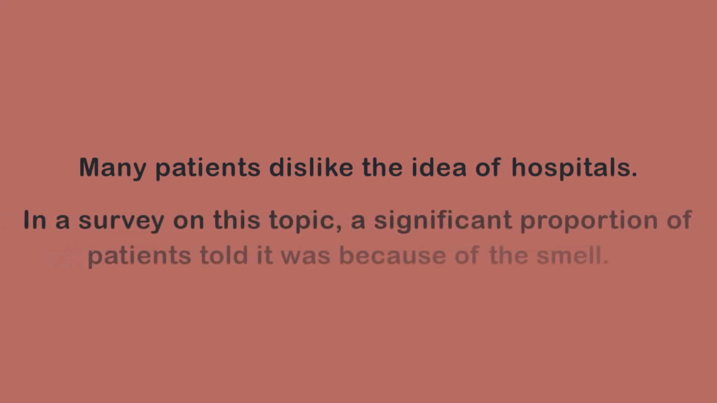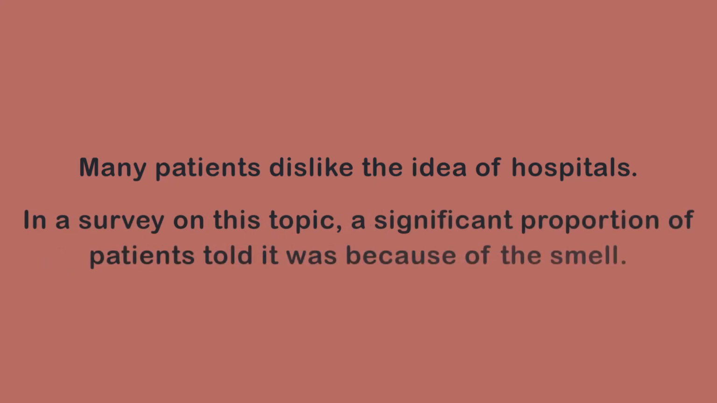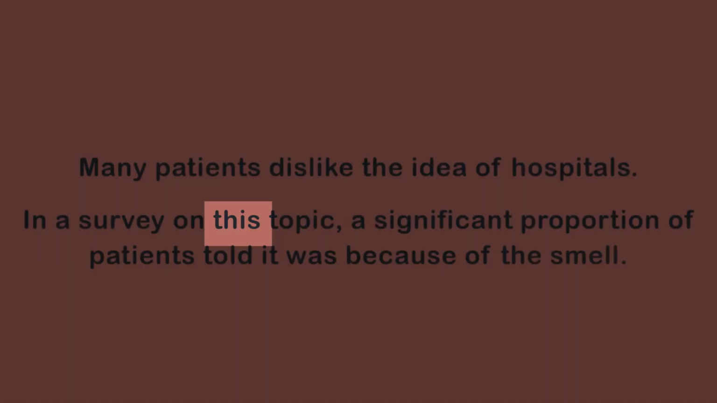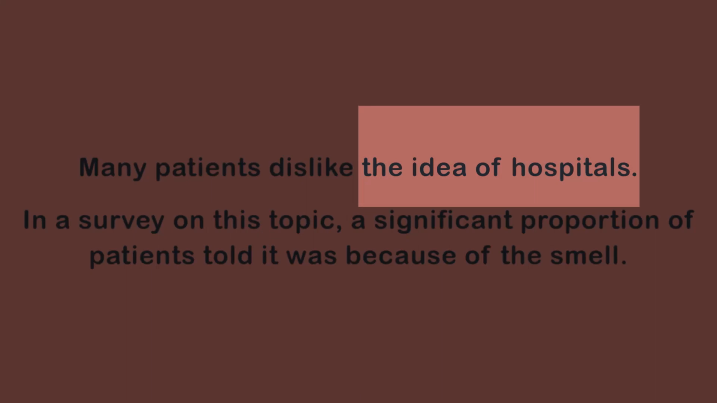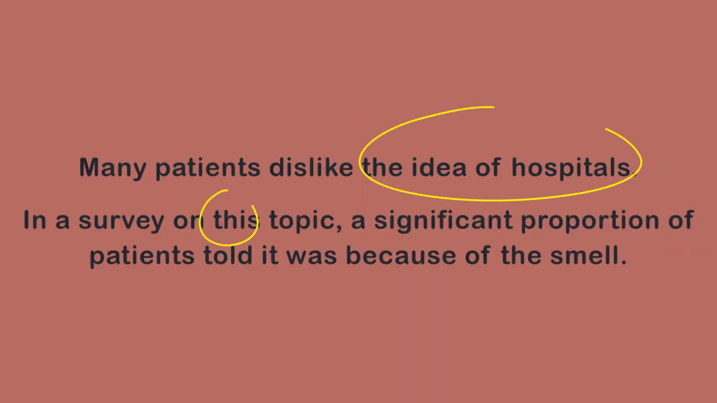We have seen an example of personal pronoun it. Now let's look at an example of demonstrative pronoun this. Many patients dislike the idea of hospitals. In a survey on this topic, a significant proportion of patients told it was because of the smell. Here, this is more hidden in the second sentence and it replaces a noun phrase, the idea of hospitals, rather than referring to a single noun.